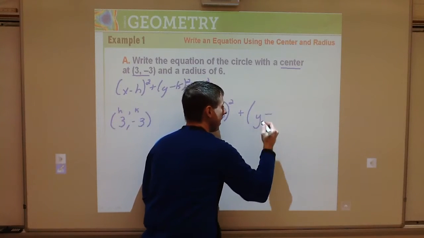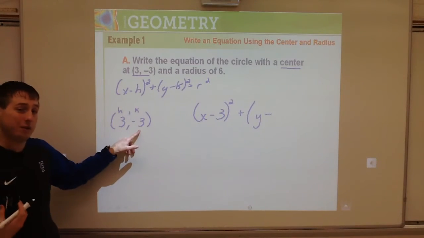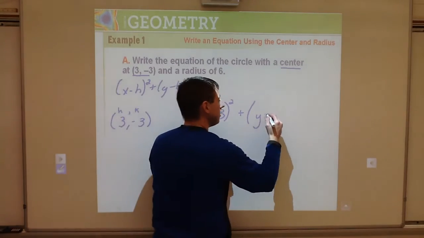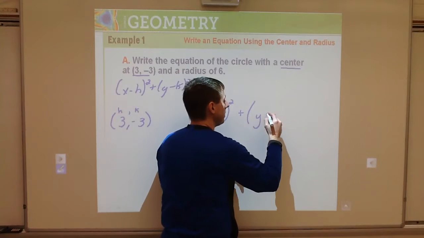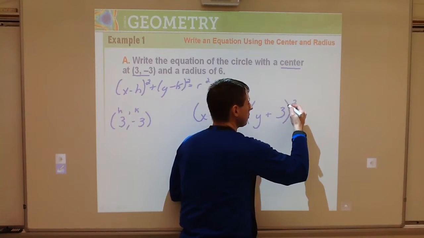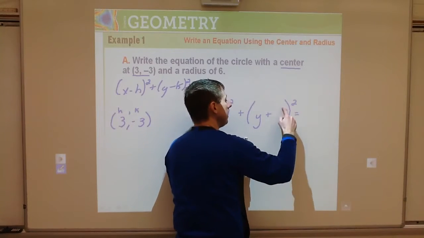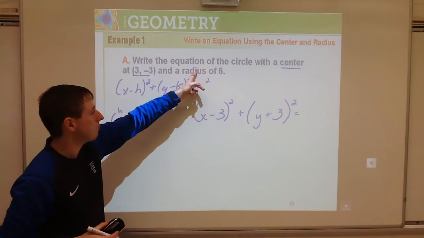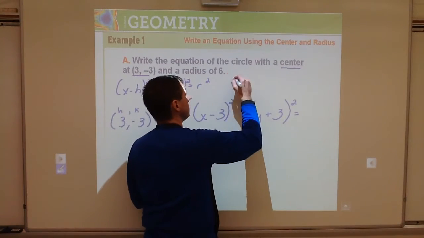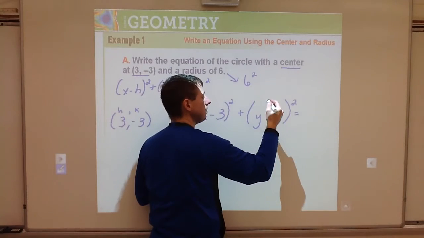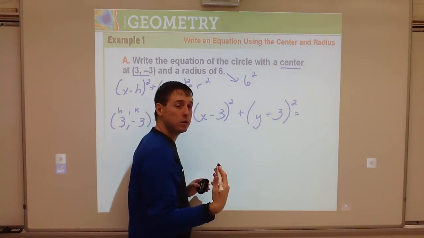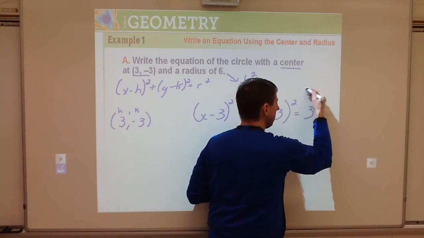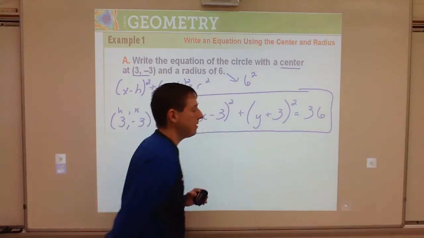And then y minus, now my k is -3. So if I subtract a -3, minus a negative is the same as plus. So it's going to say y plus 3 squared. And then on the other side of the equal sign, the right side, it's always the radius squared. So if they tell me the radius is 6, don't just put 6, make sure you actually square it. 6 squared is 36. And that's the type of answer they're looking for here.